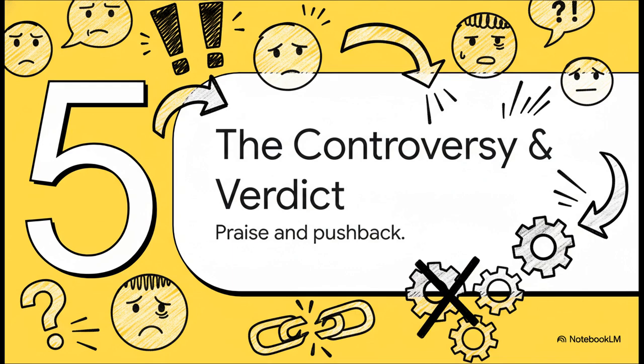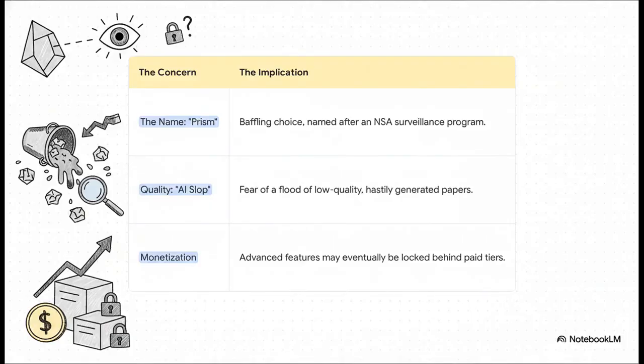But as you can probably guess, the launch wasn't met with universal praise. Not even close. To really get the full picture, we have to look at the pushback from the community and talk about some of the really valid concerns that people are raising. It really boils down to three main controversies. First up, the name, Prism. I mean, what a baffling choice, right? Naming it after a notorious NSA surveillance program. Then there's the fear of what people are calling AI slop. Basically, a flood of low-quality AI-generated papers. And finally, there's a lot of suspicion about how they're going to make money off this down the line.